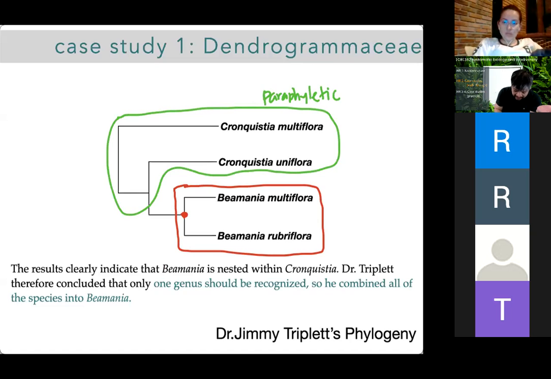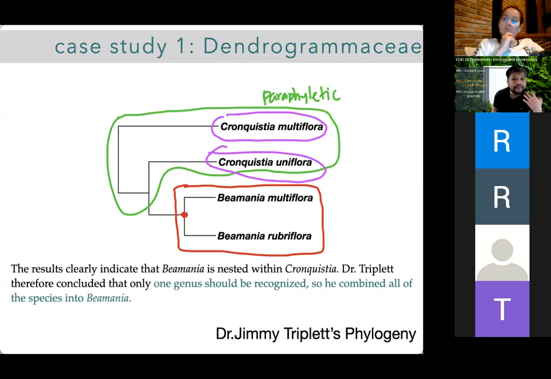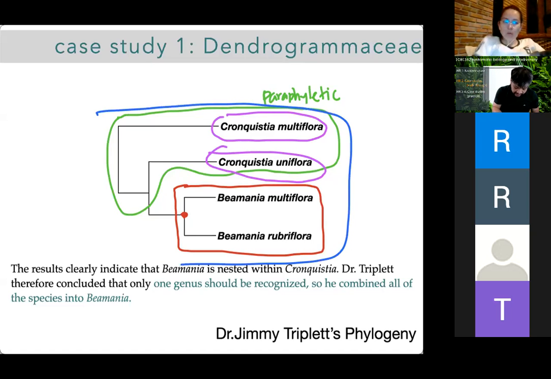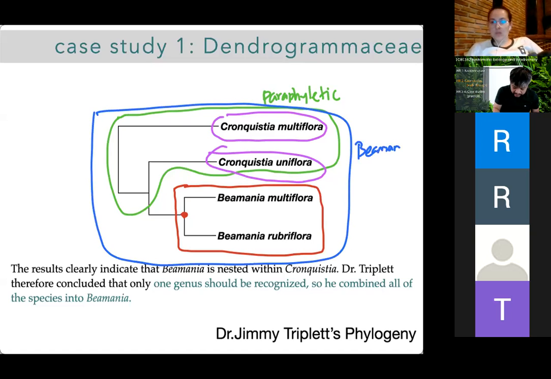You can be a splitter. You can have these two species of Conquistia become two different genera, but then you add one more genus into the system, which is crazy. But then Triplett decided, you know what? I'm going to be a lumper here. I'm going to combine everything together and call this whole thing Bimania. He decided that, so we're going to learn how he does that.